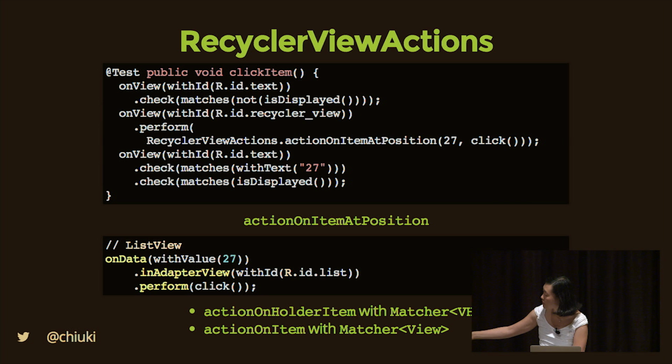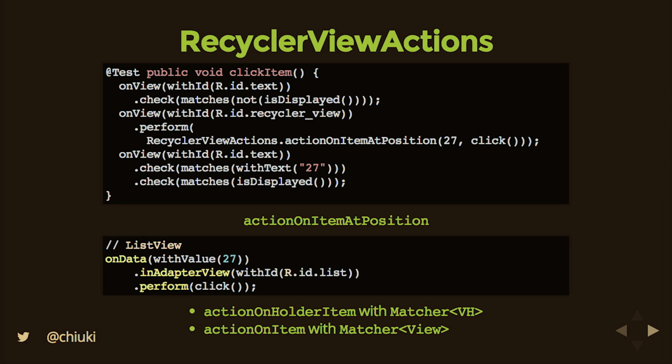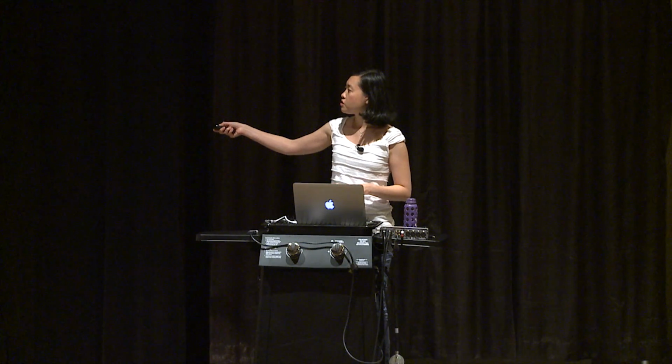So besides using this function, there are other matches, other view actions that are provided for you in the RecyclerViewActions. So instead of matching the position, you can also match it in the holder position or in the item itself with a matcher. So this gets a little bit confusing because here we're looking at the position, but here what we're doing is still going through all the views and then trying to match the view. So you probably want to go through the RecyclerView documentation and just see what it does.